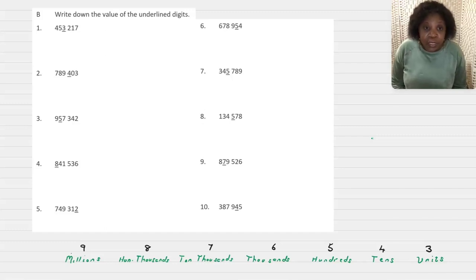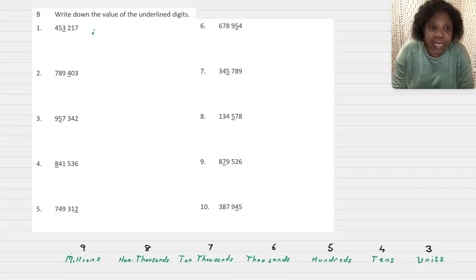For question 1, I'm just going to go through the questions with you. For question 1, we have the number 453,217. The question is, what is the value of the underlined digit? We see the number 3 is underlined right here. So the value of this 3 is 3,000. So we're just going to put 3,000.